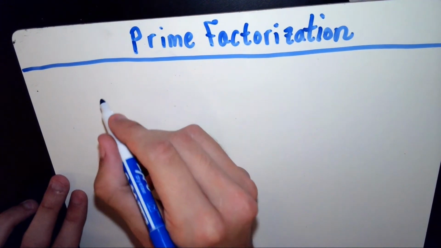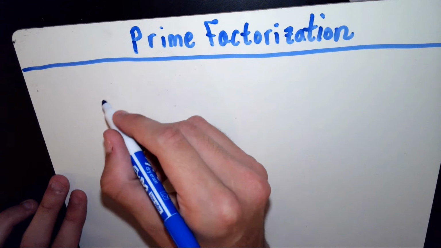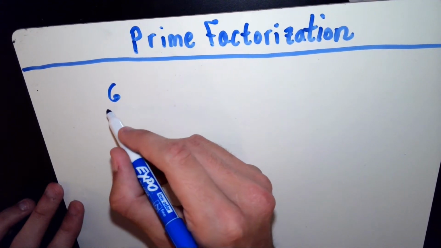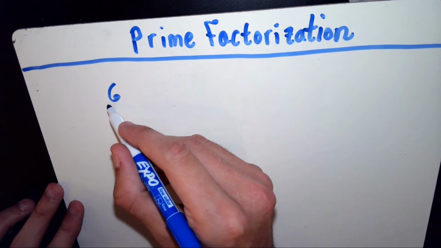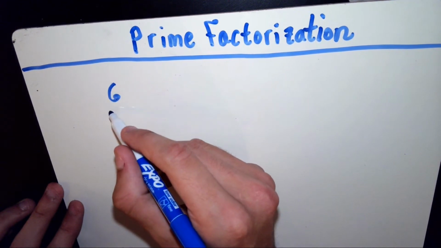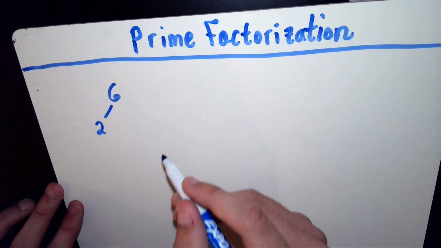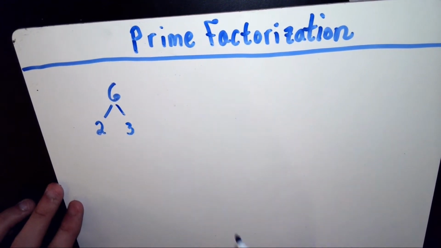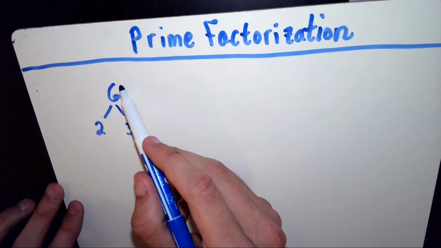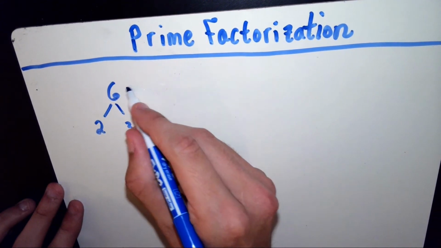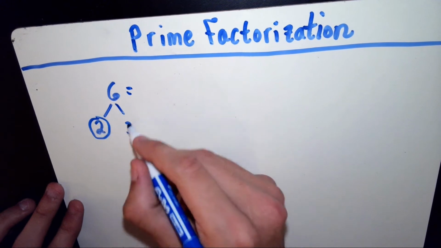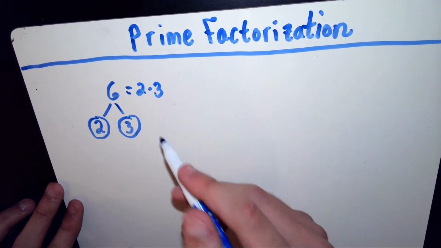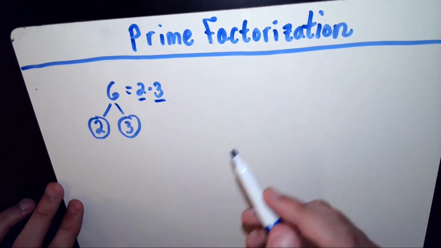So let's just start with the number 6, right? So the number 6, what we want to do is think what goes into 6. Well, 6 is an even number, so 2 goes into it. And the number of times that it goes into it is 3. So 6's prime factorization is just 2 times 3, right? So 2 and 3 are prime numbers.